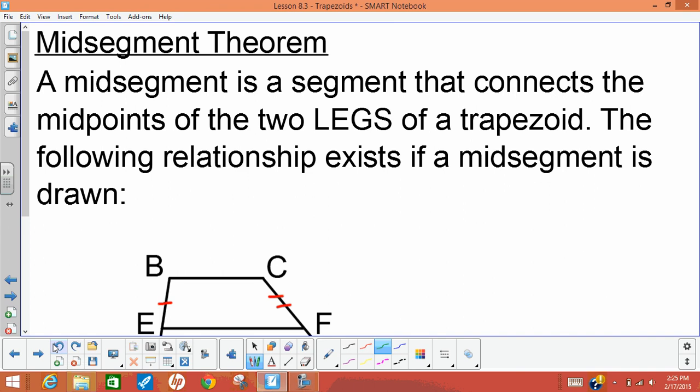The other idea is this midsegment theorem. So this is 8.4. And a midsegment is a segment that joins the midpoints of the two legs of a trapezoid. So the two middles of the legs are connected, and what we end up with is a special relationship between the length of that midsegment and the length of the two bases.